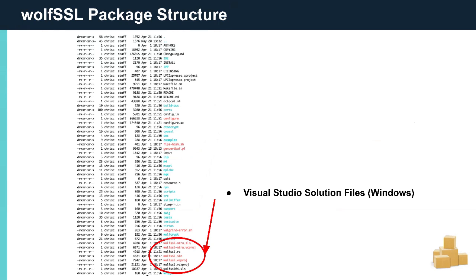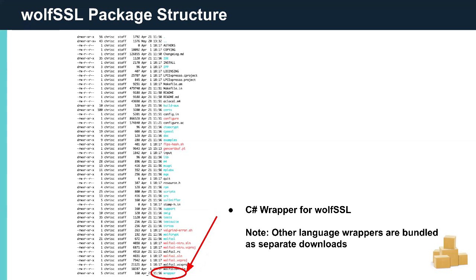At the bottom, you can see some Visual Studio solution files. If you're on Windows, you can open one of those up and build either the wolfSSL library project or some of our examples. And then at the very bottom, there's a directory called wrapper. This contains our C# wrapper for wolfSSL. We do have wrappers for Java, Python, JavaScript, and Go, but because those are bigger in size, we don't bundle those inside of wolfSSL. Those are distributed as a separate download package.